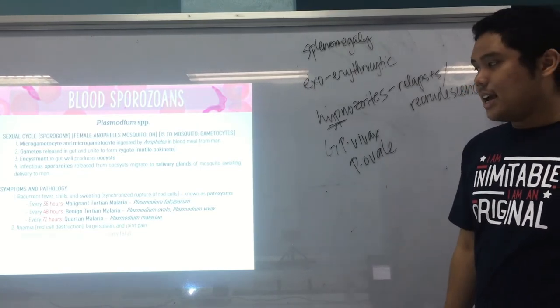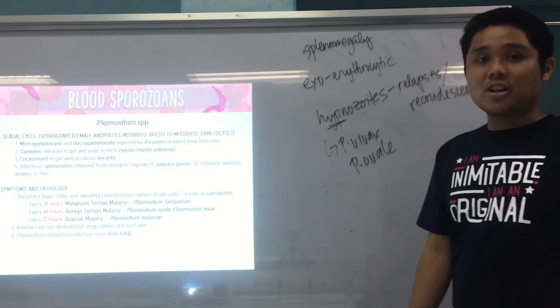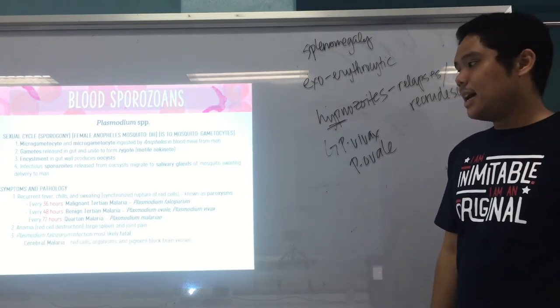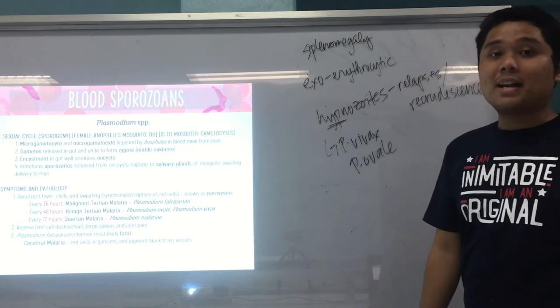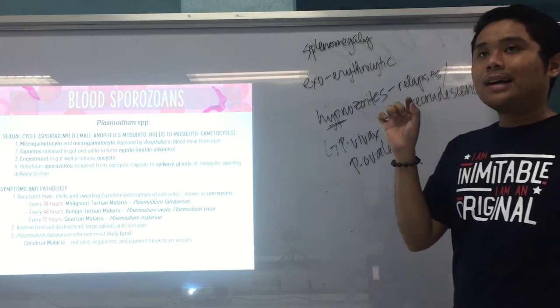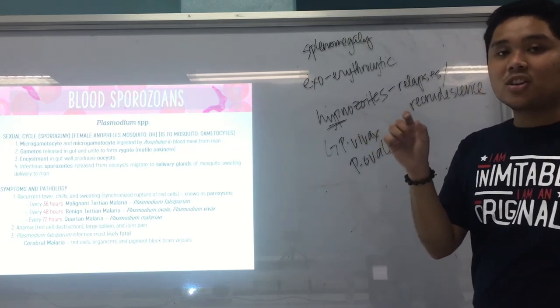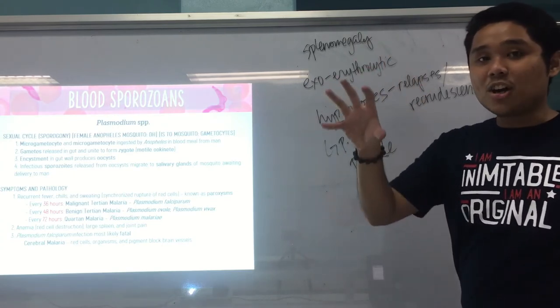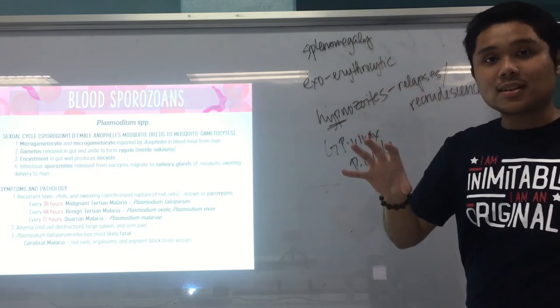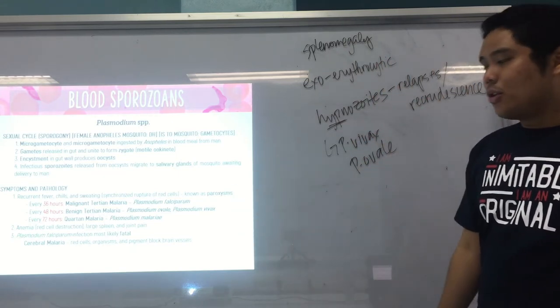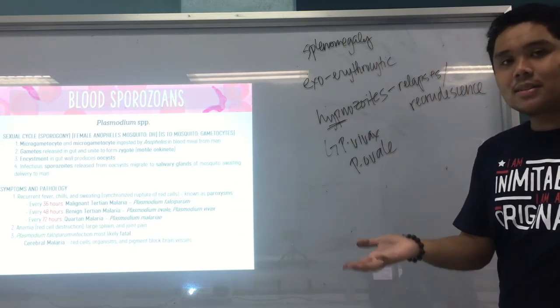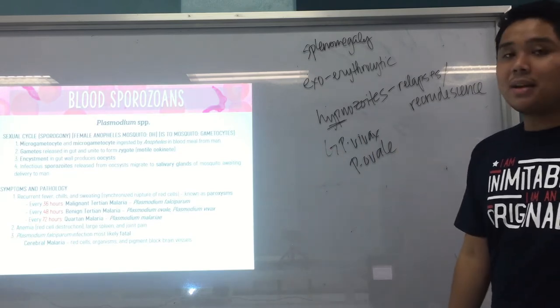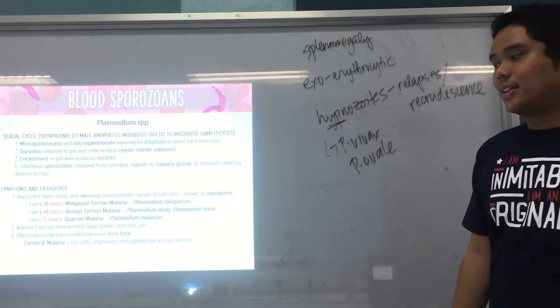Alright? Okay. And of course, P. falciparum infection, again, is most likely fatal, because it causes cerebral malaria. Because your Plasmodium falciparum malaria parasites exhibit what we call cytoadherence. So meaning, they adhere on the surface of your blood vessels, alright? So it can lead to blockage in the brain vessels, which causes cerebral malaria, which can cause death.